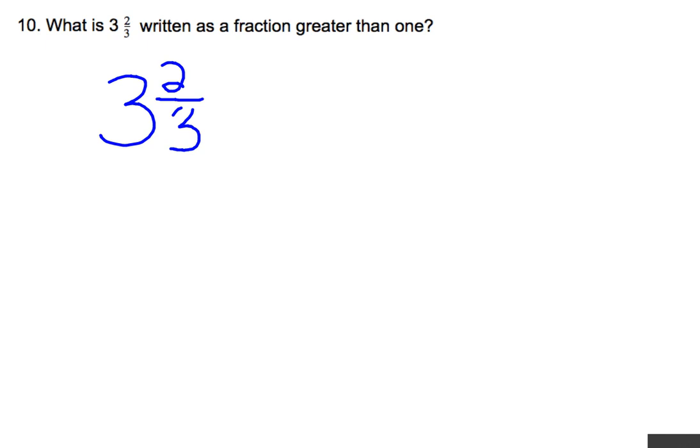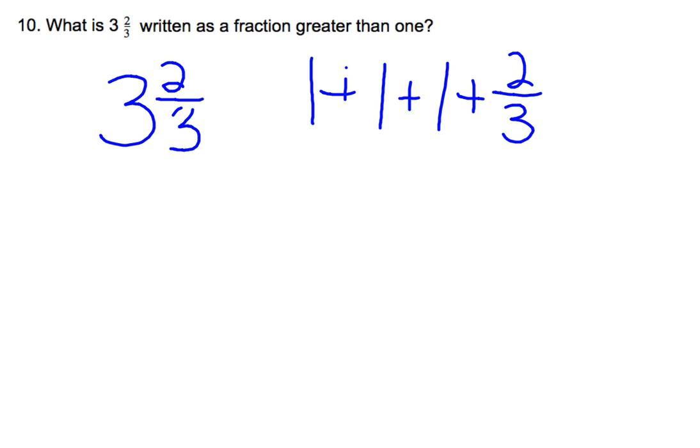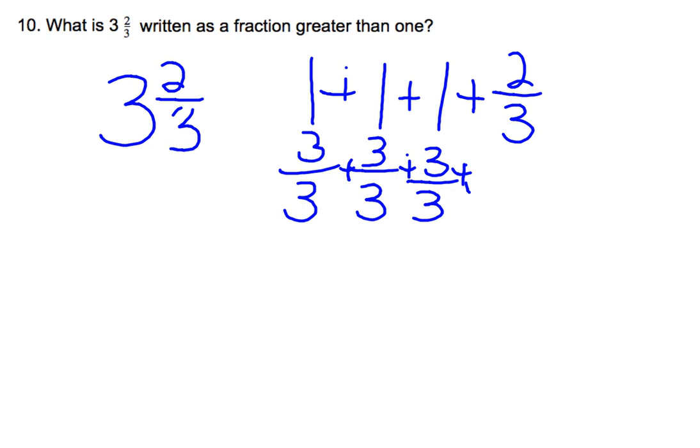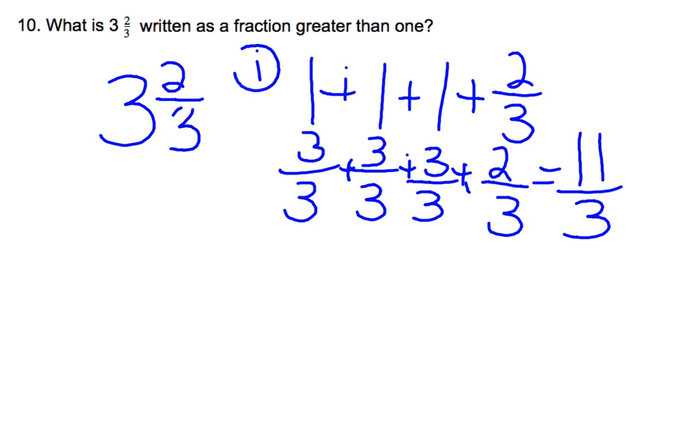First, we could think of this as break apart. So this could be 1 plus 1 plus 1. That makes 3 wholes, right? Plus 2/3. Then I know that 1 whole is 3/3 plus 3/3 plus 3/3 plus 2/3 equals 3, 6, 9, 10, 11 is 11/3. Okay, that's one way we call it breaking it apart, right?